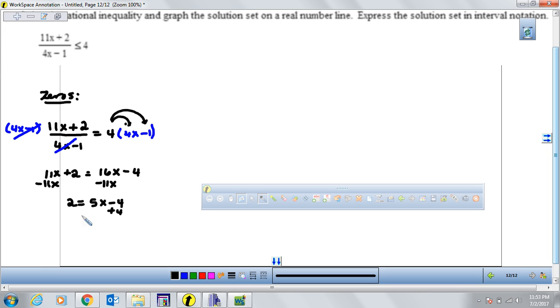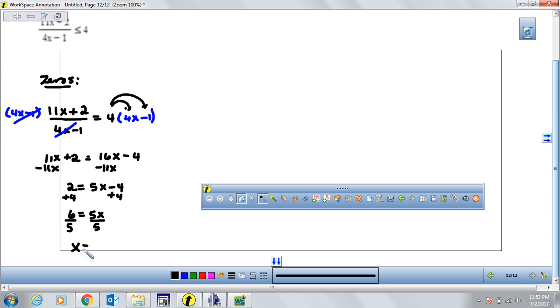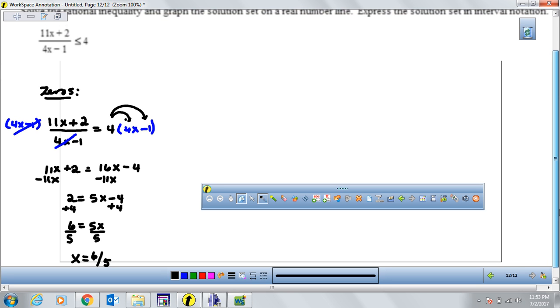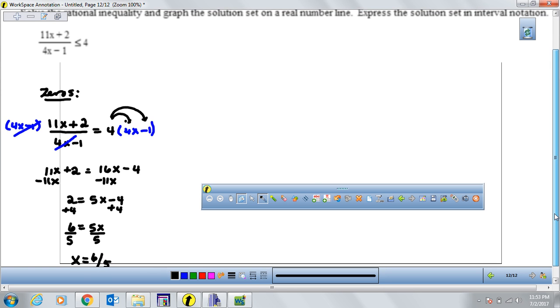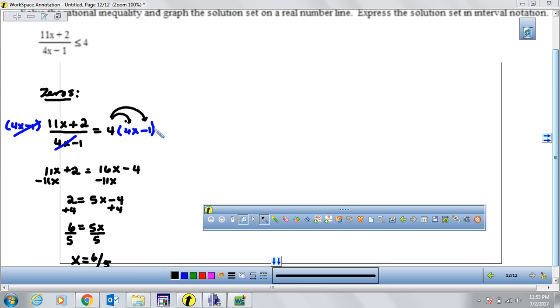Then I'm going to add the 4 to the other side. So it's going to be 6 equals to 5x. And then we divide it by 5 right here. So we're going to get that x is equal to 6/5. That is my 0. Okay? 6/5. So now what we need to do is we need to find the 0 of the denominator. Zeros of denominator.